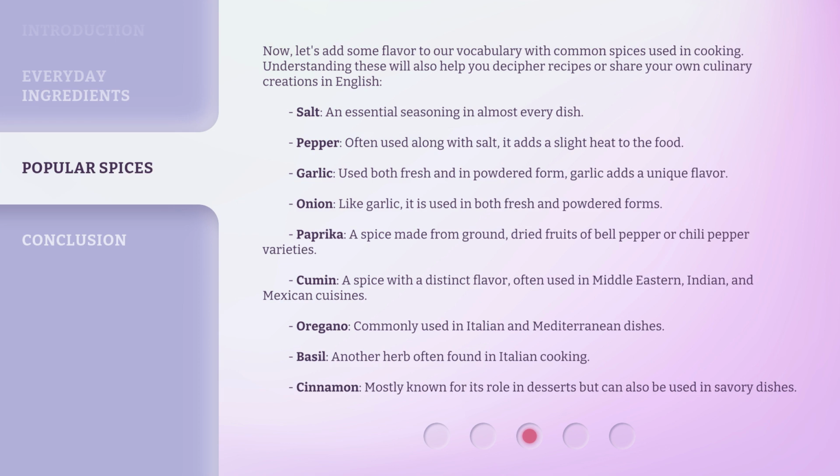Garlic, used both fresh and in powdered form. Garlic adds a unique flavor. Onion, like garlic, it is used in both fresh and powdered forms. Paprika, a spice made from ground, dried fruits of bell pepper or chili pepper varieties. Cumin, a spice with a distinct flavor, often used in Middle Eastern, Indian, and Mexican cuisines.